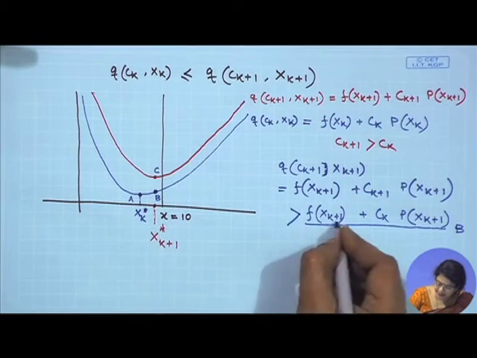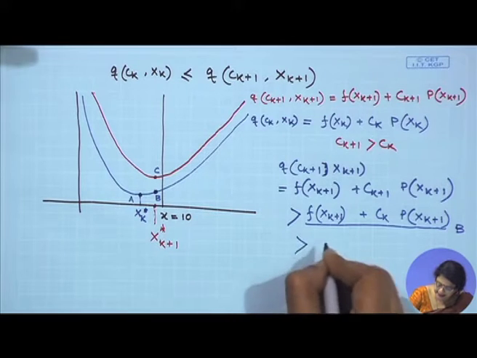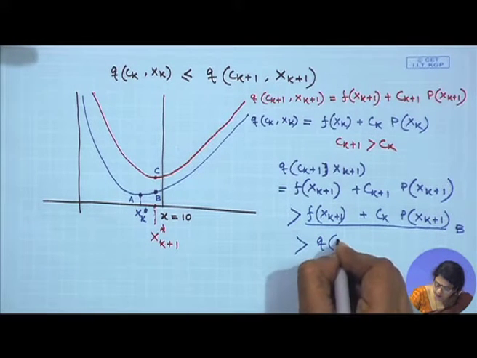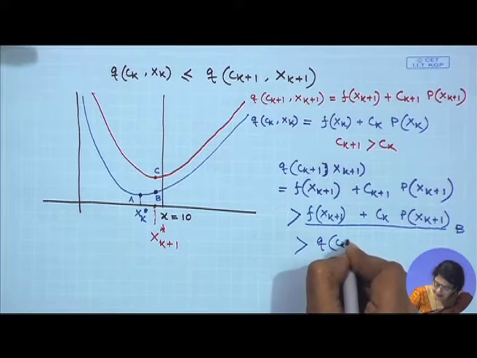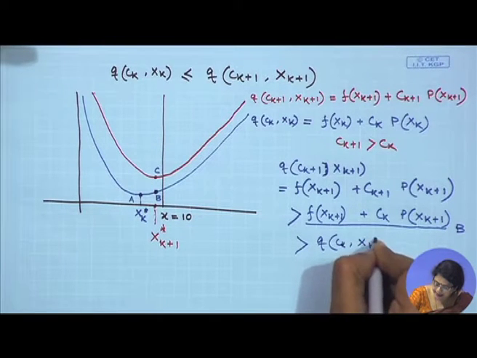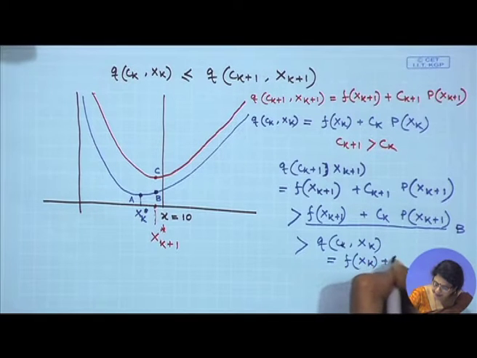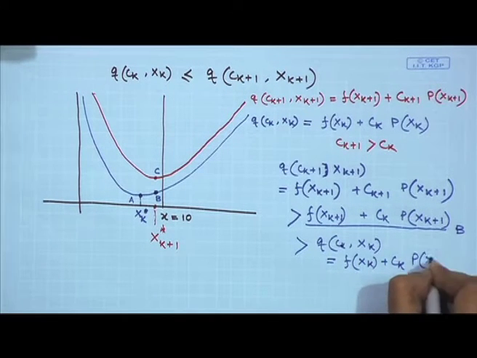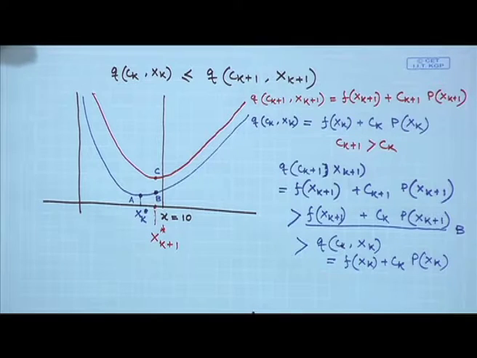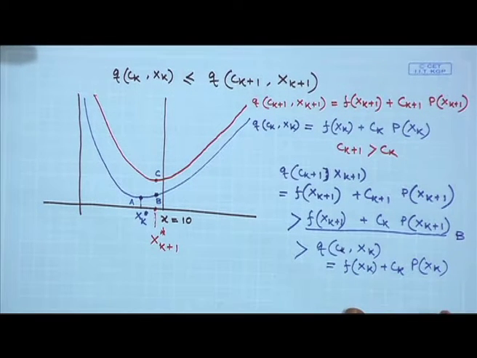That is why we can say this is greater than Q(Ck, xk), that is equal to f(xk) plus Ck P(xk). Then it is proved. The first condition is proved, that always the Q value will be the higher value if we just move through the iterations.